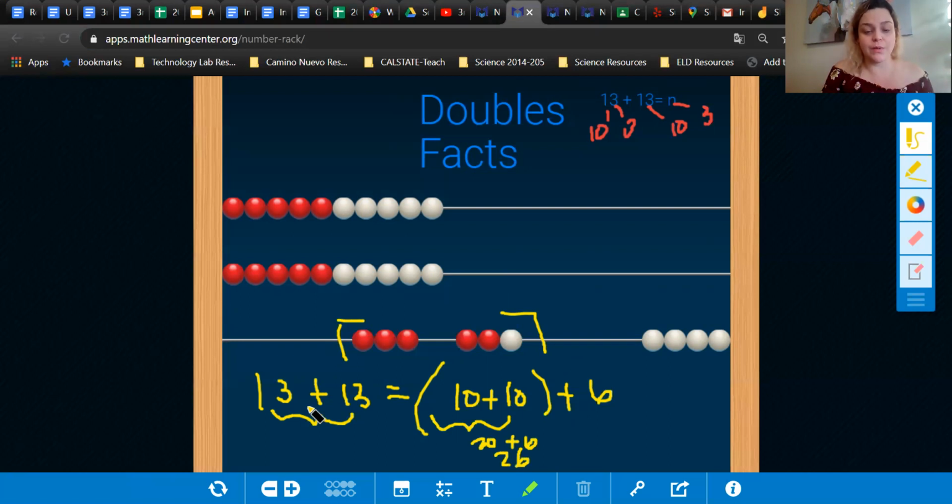And then I have 13 plus 13. I have 3 ones, that gives me 6 ones. A 10 and a 10 gives me 2 10s. So 26 is the same as 26.